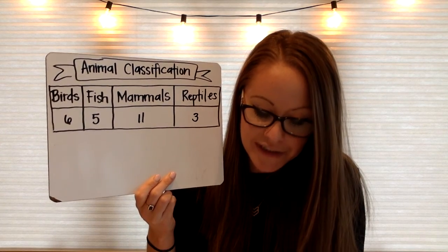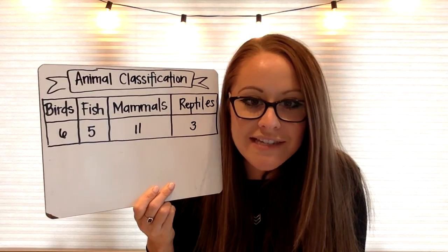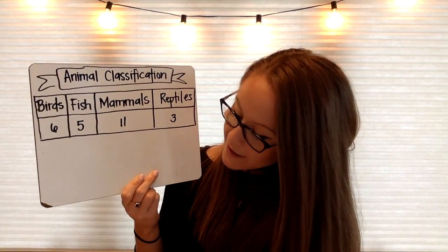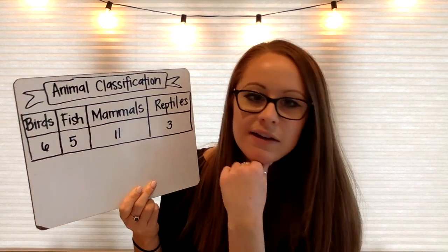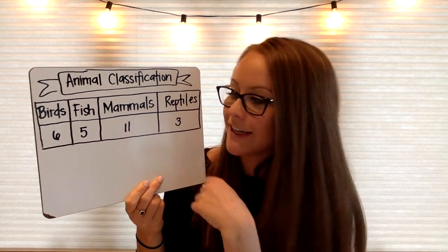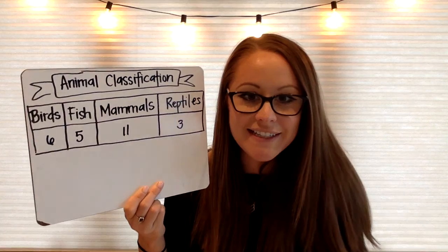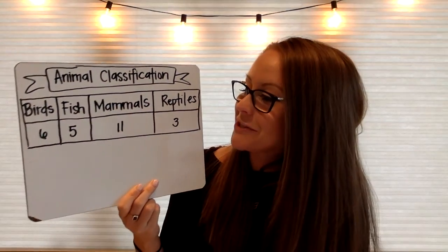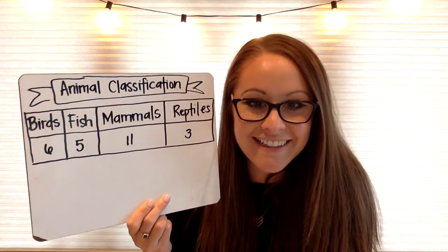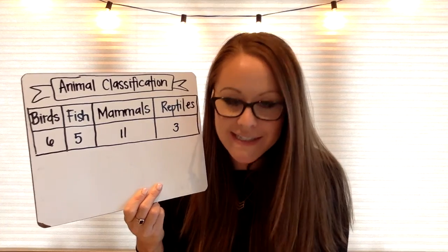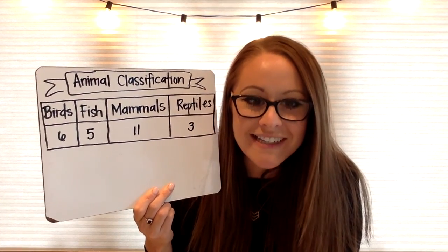All right, now letter C says, how many animals were classified? So how many are there in total here? So we said 6 plus 5, what was that? 11, good. 11 plus 11 is 22. And 22 plus 3 is, awesome work, 25. For letter C, I would say my answer is 25.